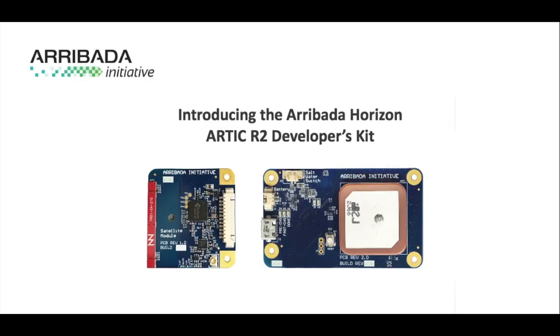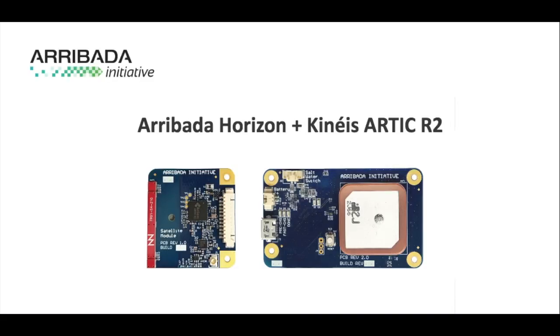So this is it. This is the Arribada Horizon Developers Kit. And what you'll notice straight away is that it's in two parts. And that's an important factor for us. We didn't want to create a single unit. We wanted to give you as much flexibility as possible. And of course, it involves the Kinéis Arctic R2. We integrated that into our satellite transmitter. And we also provide a payload, a GPS GNSS solution with all the sensors and breakout connectivity you will need to develop your own bespoke products.